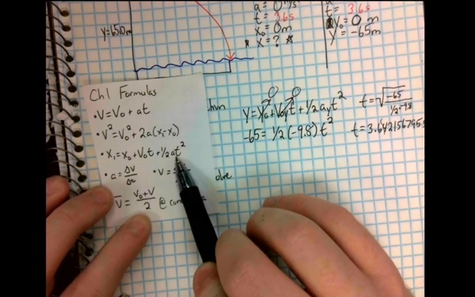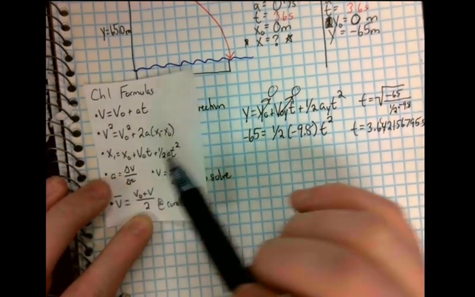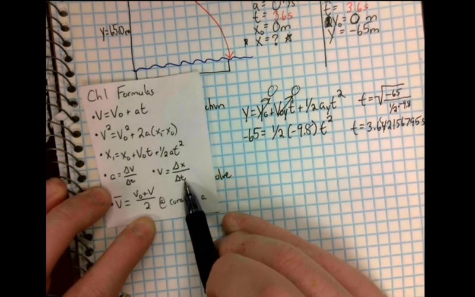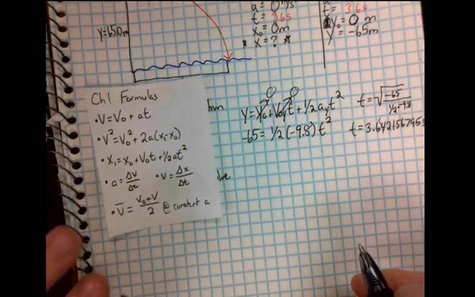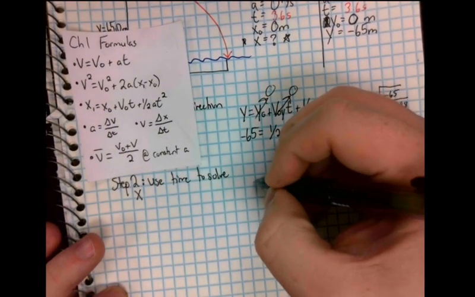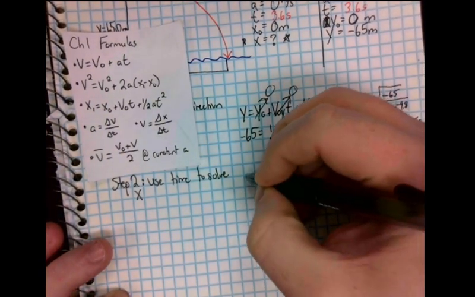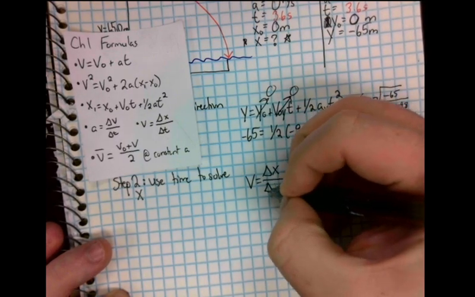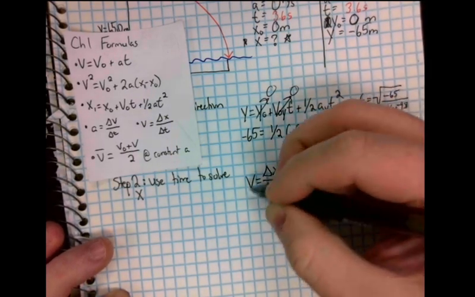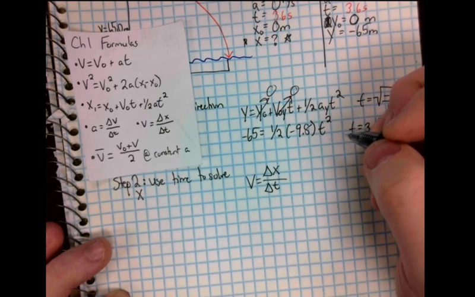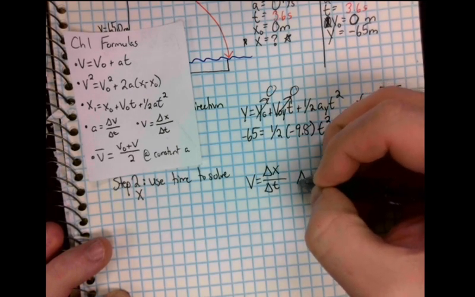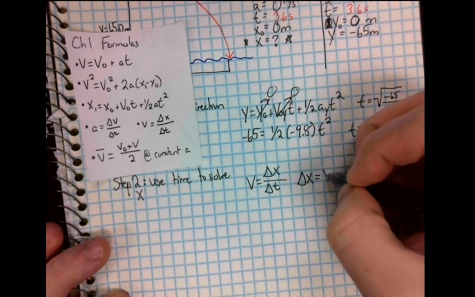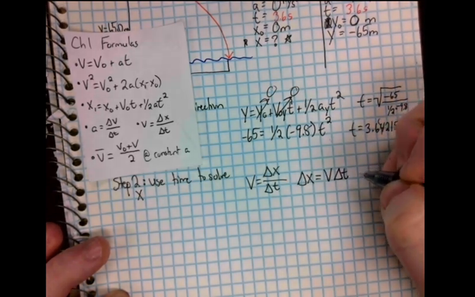It's 0 here. So we can actually use v equals delta x over delta t. That's going to be kind of the easiest one to use right there. So our velocity that we're traveling is equal to the change in x distance over the change in time. Rearrange that around, and we will get our change in x, our displacement, is equal to v delta t.